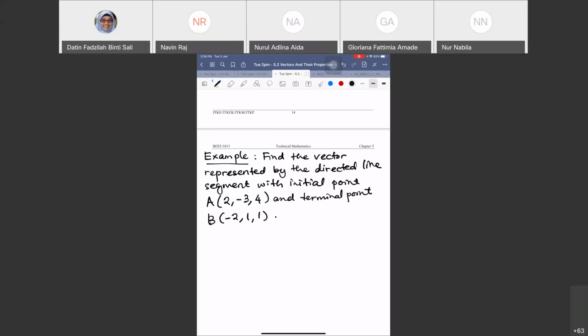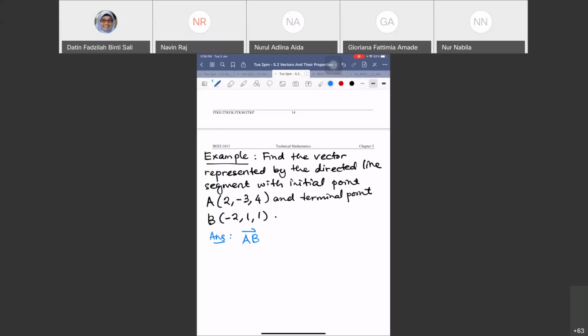Okay, what does it mean? It means that they just want you to find, in another way, it's like asking you to find vector AB. This is what it means. Okay, vector represented by the directed line segment. Directed line means you have a line with an arrow. Initial point is at 2, minus 3, 4. Terminal point is at minus 2, 1, 1.